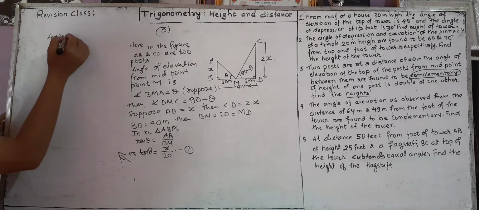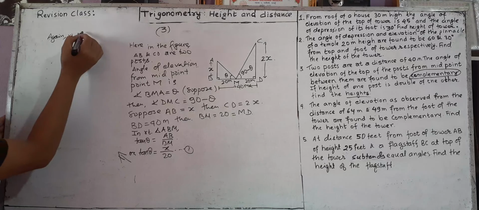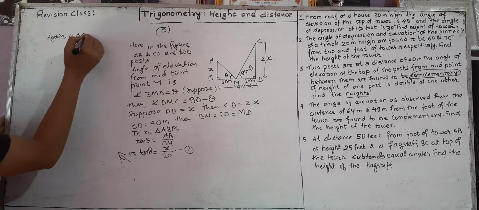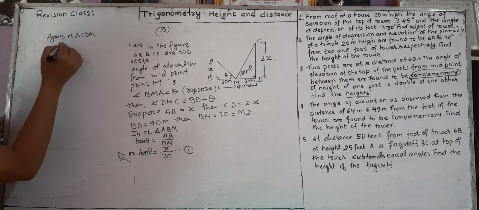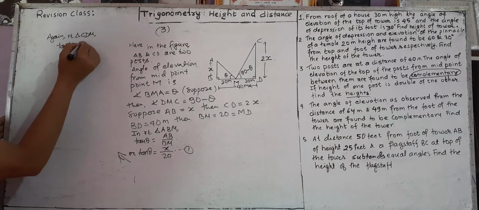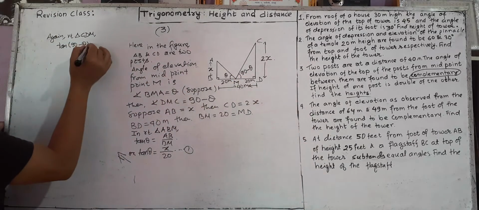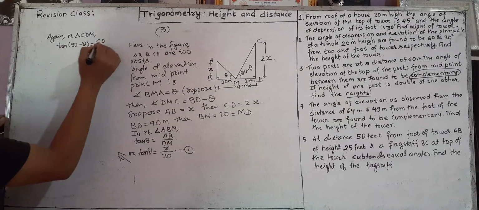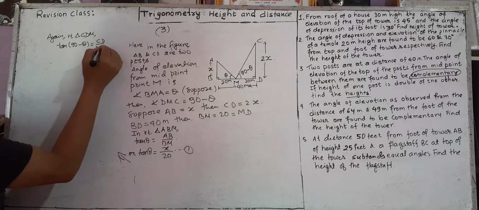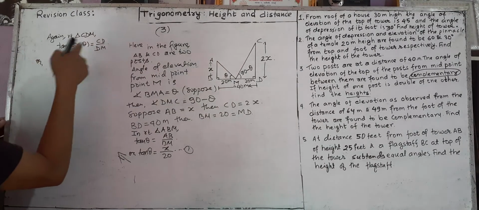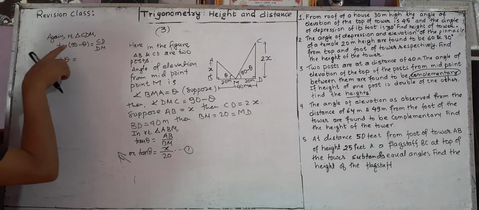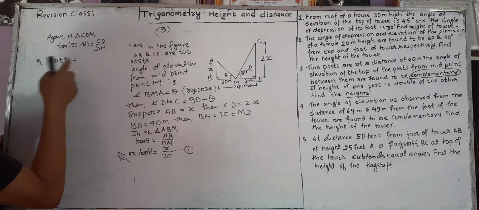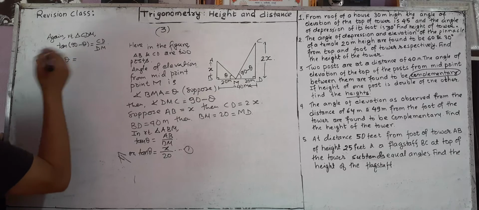Again, now look at this other right angle triangle, CDM. The trigonometric ratio tan of 90 minus theta equals CD by DM. You know that tan 90 minus theta is cot theta. For the ratios of 90 minus theta, change the tan into cot, and in the first quadrant all the values are positive. Okay, the sign is positive.